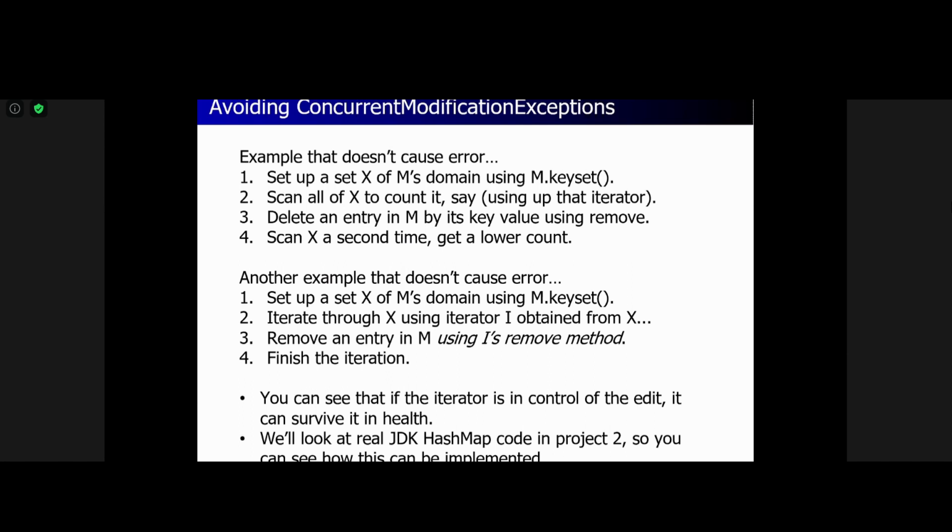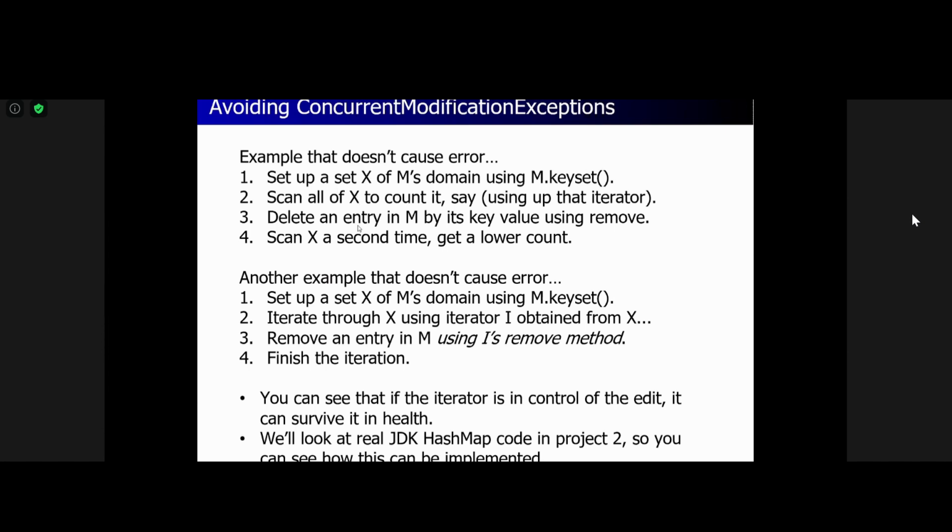So of course, writing code that does this kind of thing is pretty tricky. But we will be looking at real JDK hash map code in project 2. The part that you need to do doesn't really involve this, but you can look at the other code and see how it's possible to implement this kind of tricky iterator work.